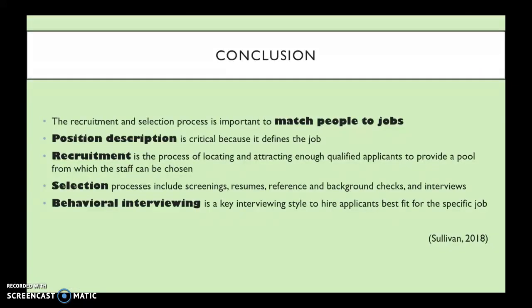So in conclusion, the recruitment and selection process is important to match people to jobs. Position description is critical because it defines the job. Recruitment is the process of locating and attracting enough qualified applicants to provide a pool from which the staff can be chosen. Selection includes screenings, resumes, reference, and background checks. And behavioral interviewing is a key style to hire applicants best fit for the job.